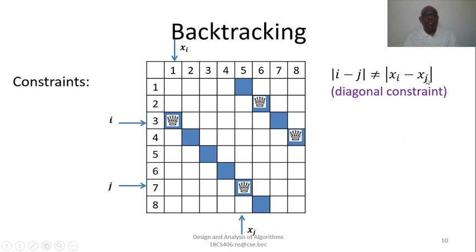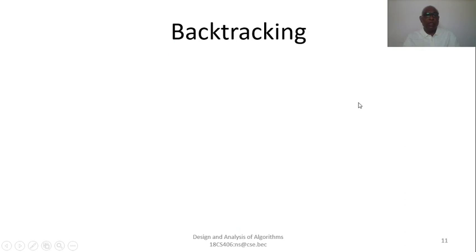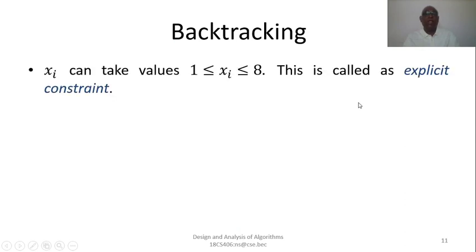So xi, xj represent the column numbers and i and j represent the row numbers, and we find the row difference and the column difference, and if they are not equal, then we claim that two queens are not under attack because two queens are not in the same diagonal. So these are the two constraints which are referred to as column constraints and diagonal constraints. Now let's look at some formalism related to these constraints.